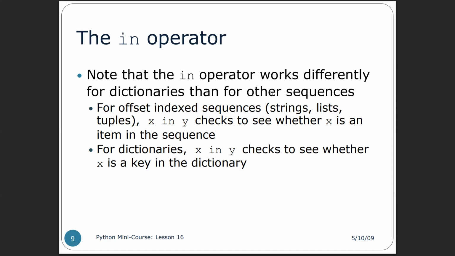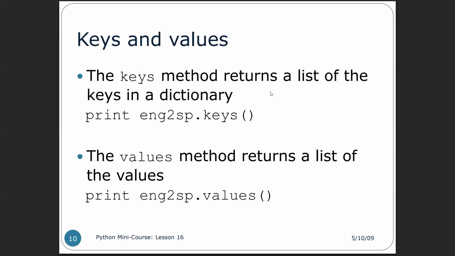So for lists and tuples, it checks whether the item X is in the sequence or not. But for dictionaries, it checks whether this X is a key or not. If it is a key value, it will print the respective value associated to the key. If it is not a key value, it will raise an error. So that is what it is.